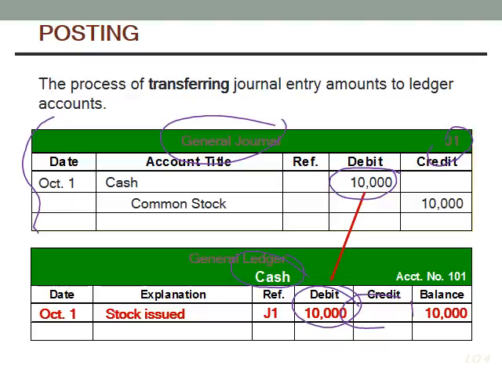We would also want to record a reference on the general journal side showing that we already posted this line item to account number 101. That way, if we left and went on vacation and someone else came in, they would know that this journal entry has already been posted, or at least the cash has. You can see that there's no reference here in common stock, so the common stock has not yet been posted to the common stock ledger account.